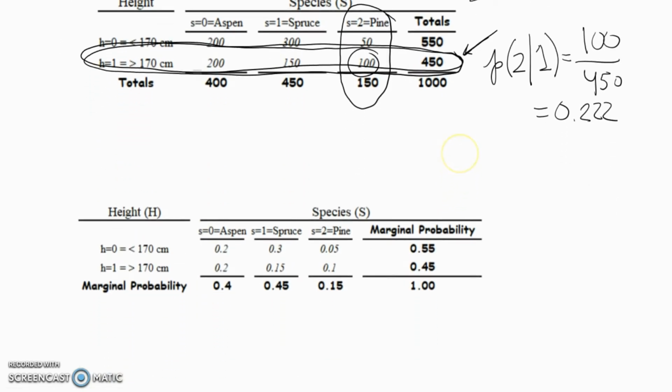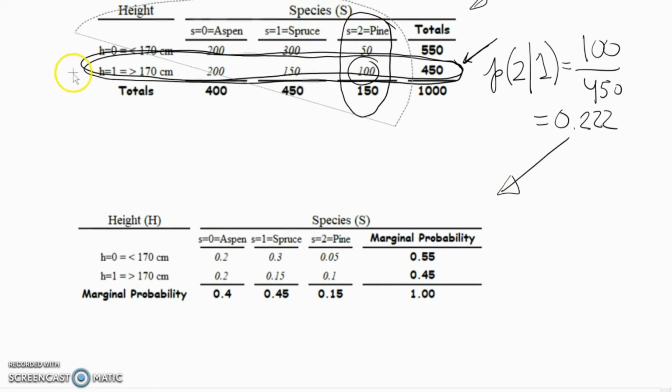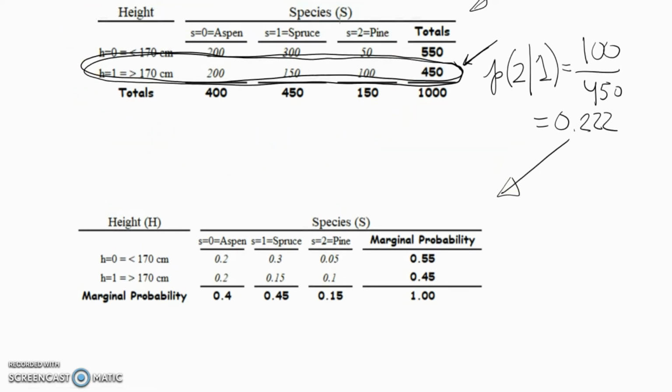Now, we don't have to use this table of counts to answer that question. We've got the table of probabilities here, but let's just reflect upon what we did earlier. We took this value, 100, and we divided it by this value, 450, to get this value. Now we're going to repeat that process using the probabilities. We're going to take this value, 0.1, divide it by this value, 0.45, and that's also going to give us 0.22.